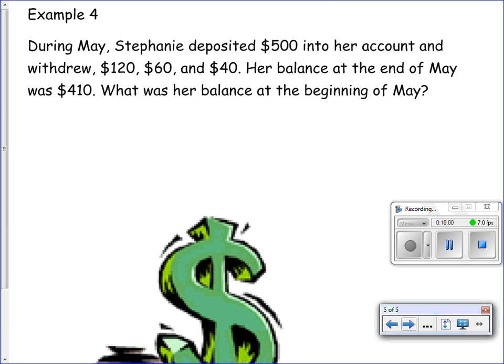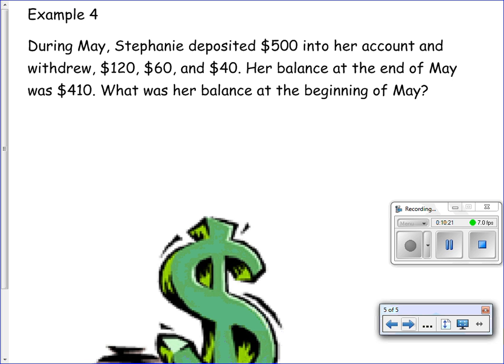Okay, in our example 4, the last example, we have: during May, Stephanie deposited $500 into her account and withdrew $120, $60, and $40. Her balance at the end of May was $410. What was her balance at the beginning of May?